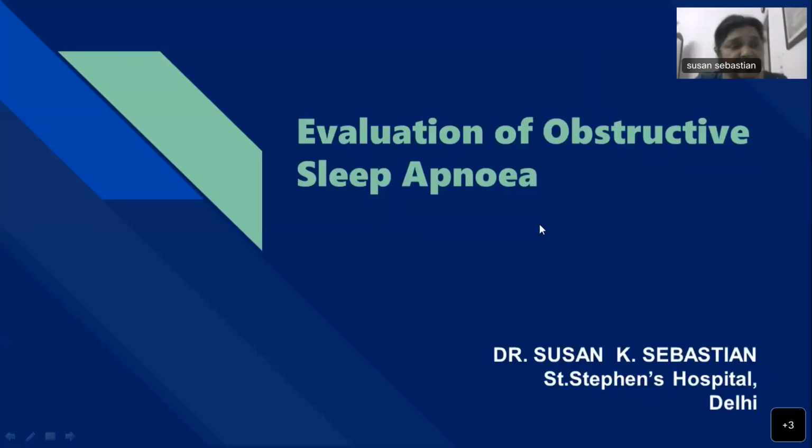of the adult population, with the highest prevalence reported among middle-aged men. The condition is characterized by repetitive episodes of complete or partial collapse of the upper airway, resulting in complete cessation or reduction of the airflow and oxygen desaturation.